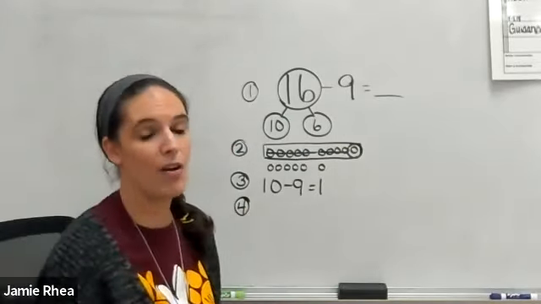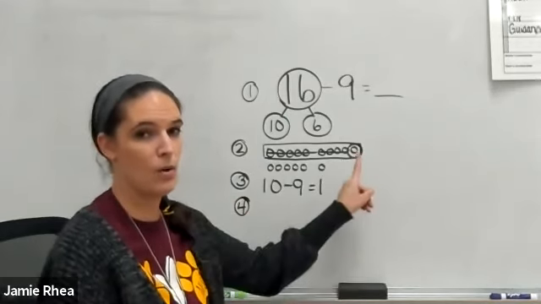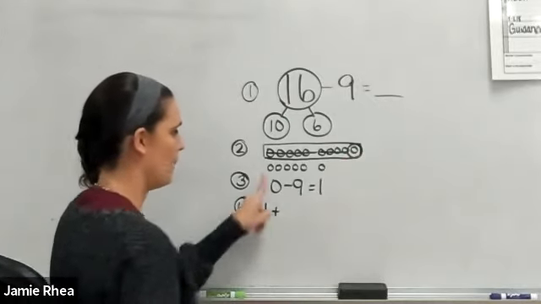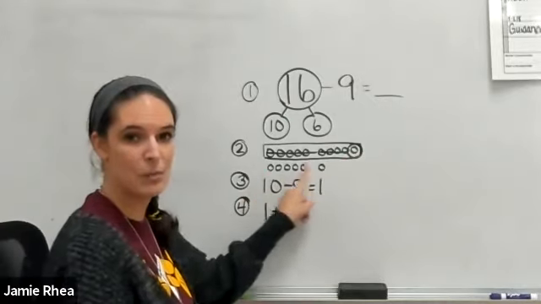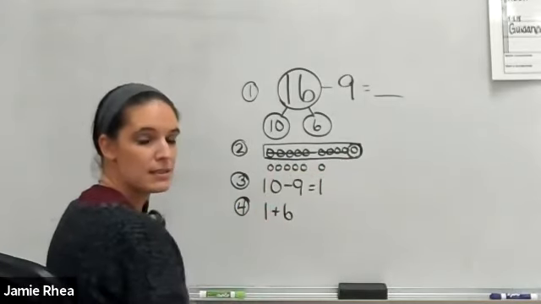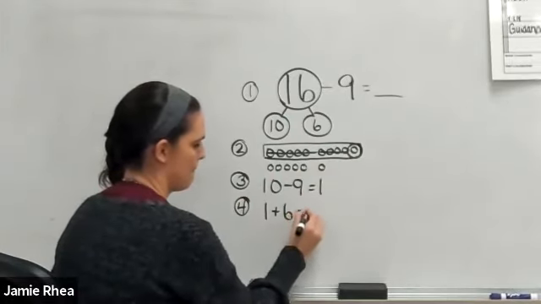I have to add all the ones left that I didn't mark out. I know that I had 1 left in my 10, but I also have 6 that I didn't mark out down here. So I'm going to add those together. 1 plus 6 equals 7.